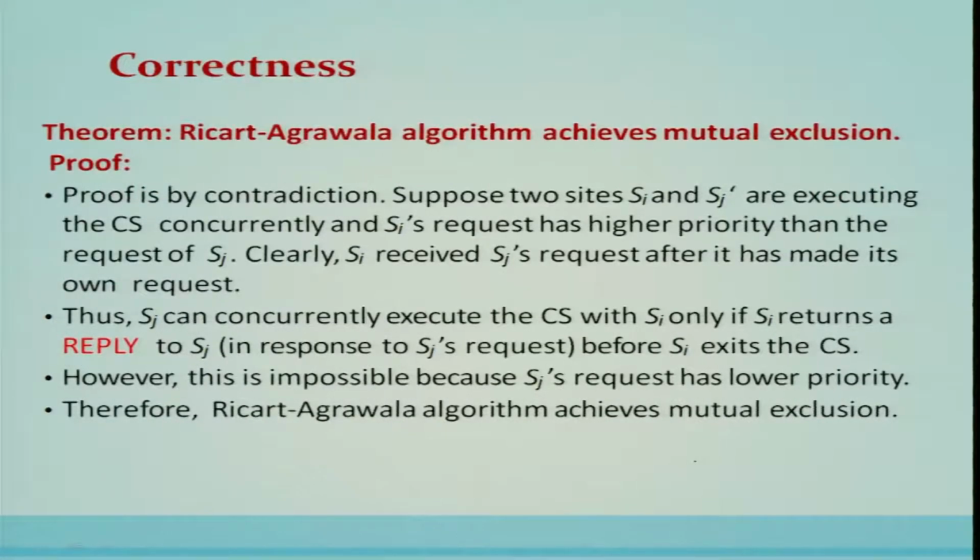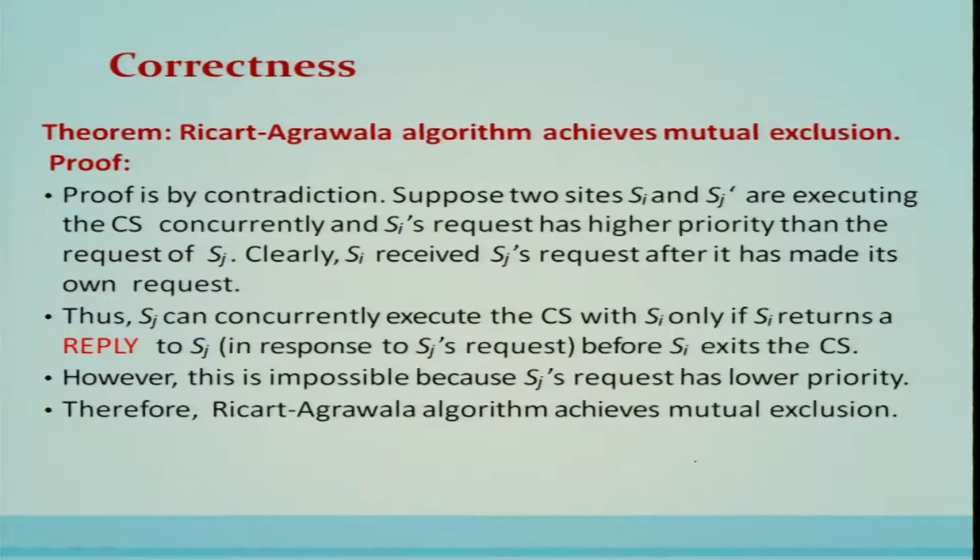Now, correctness. The Ricart-Agrawala algorithm achieves mutual exclusion. The proof is by contradiction. Suppose two sites Si and Sj are executing the critical section concurrently, and Si's request has higher priority than the request of Sj. Clearly, Si received Sj's request after it had made its own request.